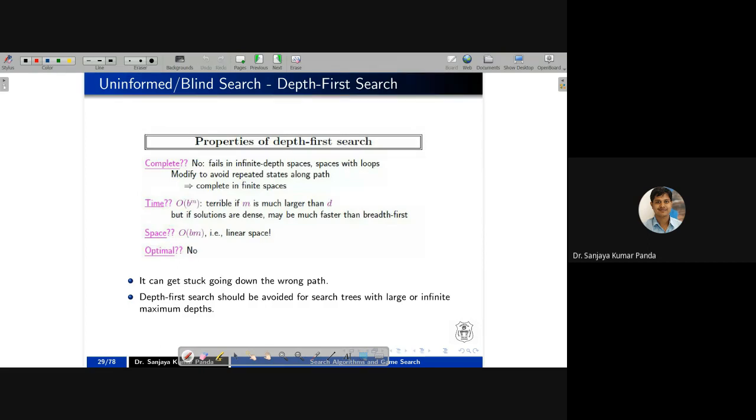If in a particular search space the length of the tree is very high, or you have infinite maximum depth, in that case you have to avoid depth first search.